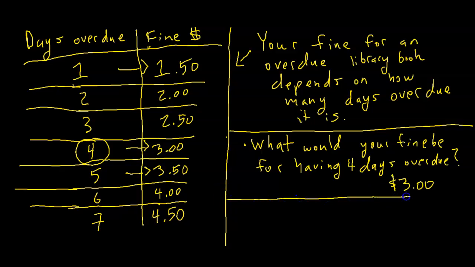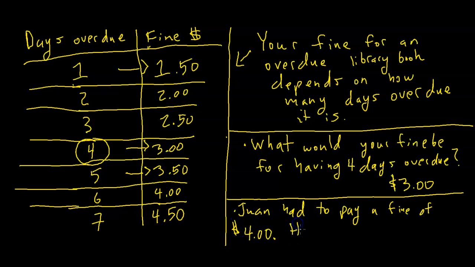Okay? And we can also go in the opposite direction too. What if we were given this scenario? What if we were told that Juan had to pay an overdue fine, had to pay a fine of, let's say, $4 even. He had to pay a fine of $4. And what if we were asked, how many days overdue was he?